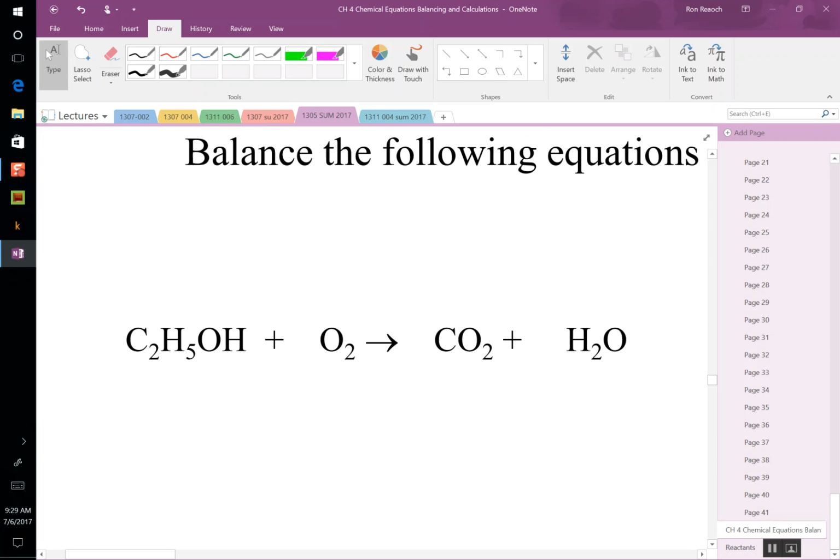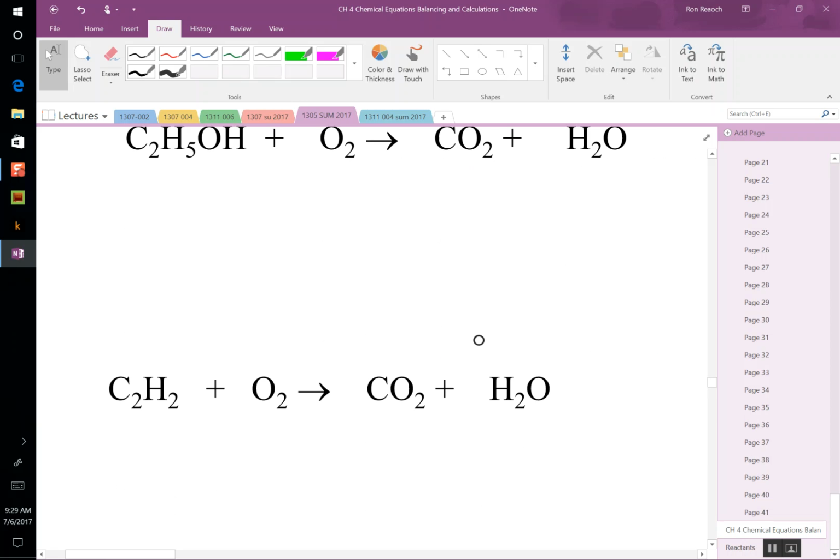Okay, I'm going to just leave that one to you. That one's a little bit harder. That is ethanol. That's actually the alcohol in alcoholic beverages. So if you were taking ethanol and burning it, you would get CO2 and water. But in this case, you've got an oxygen in your reactant. So you have to take that into consideration. I'll let you deal with that one.